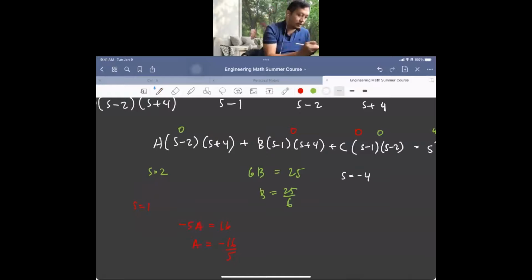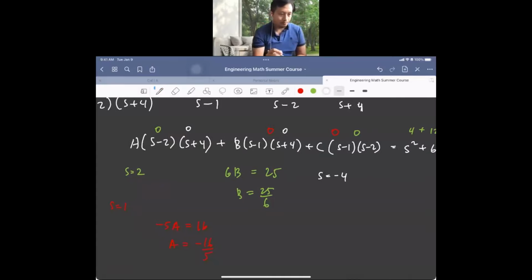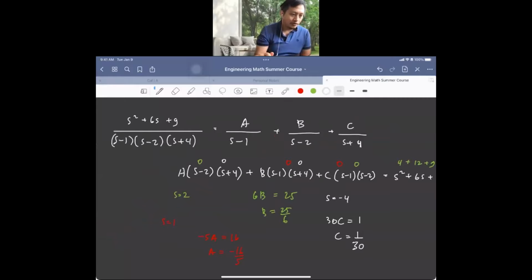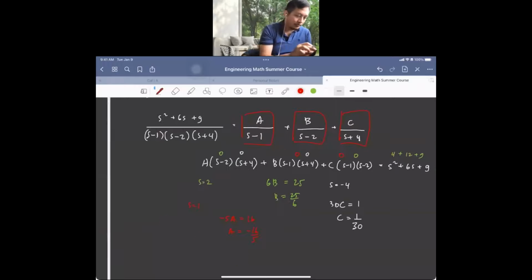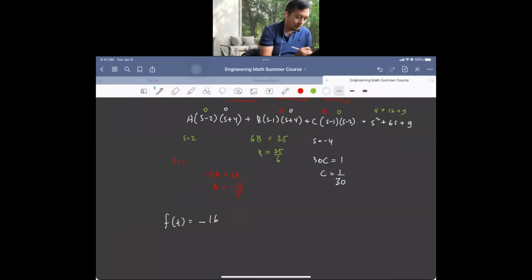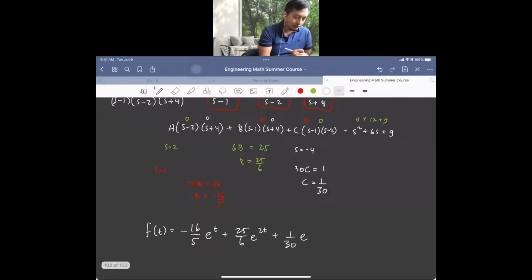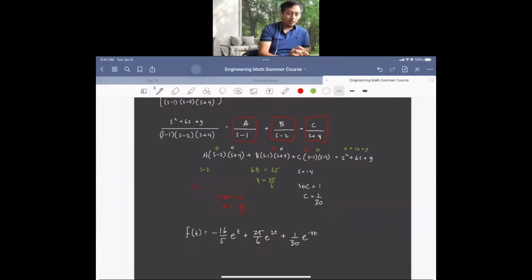And same thing, take s equal to negative 4 to make the other ones 0. So this is 0, 0, and we are going to have C: negative 5 times negative 6 is 30C, negative 4 is negative 24, plus 16 is negative 8. So negative 8 plus 9 is 1. So C is 1 over 30. So you will get all these constants, and you put them into each fraction. And I think 1 over s minus 1, you can easily go to the exponent, right? So finally you will have negative 16 over 5 e with power of t, plus 25 over 6 e with power of 2t, plus 1 over 30 e with power of negative 4t, okay?